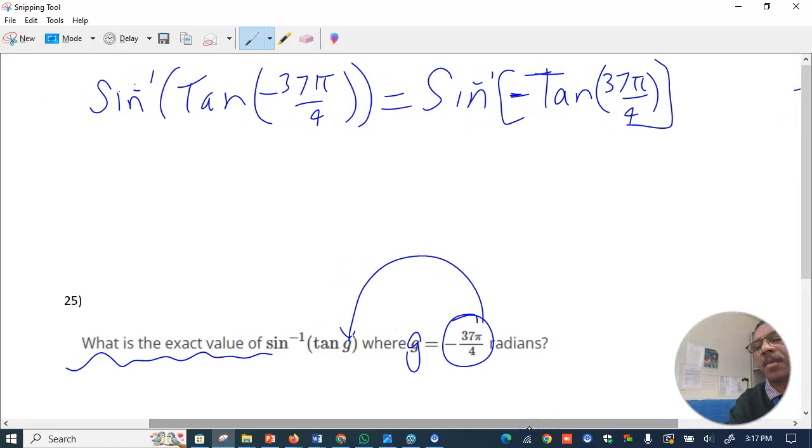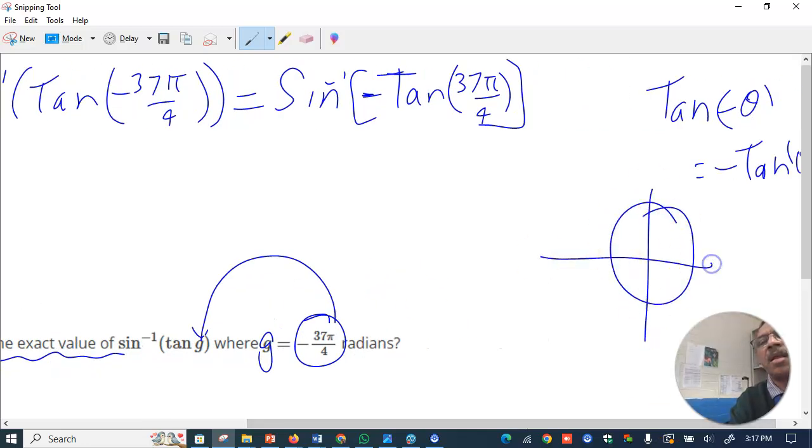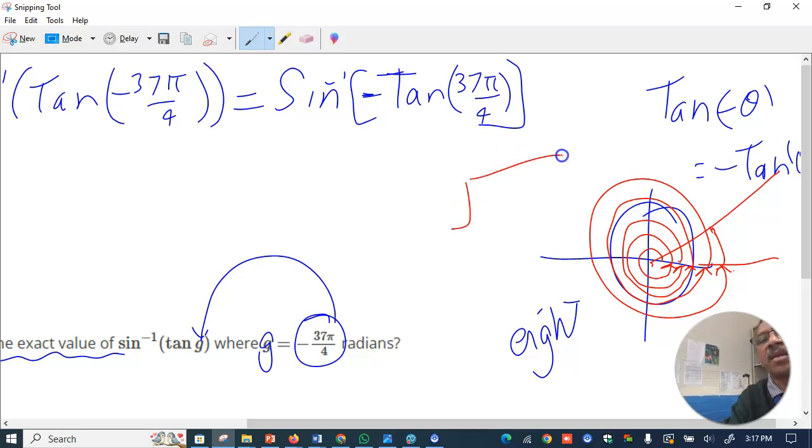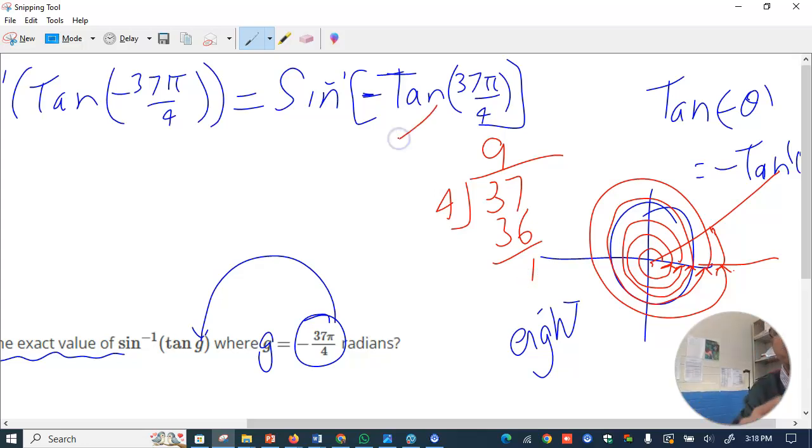So now 37 pi by 4, what does this mean on the unit circle? And remember, 8 pi by 4s make an entire round. So from here until here is 8. Then you go, another one will be 16. Another one will be 24. Another one will be 32. Another round will be 36, and this is 37. So this becomes 37. Okay? If you get confused with this, just do a little calculation like this. 37, and divide. You can see 4 times 9 is 36, the closest you can get.